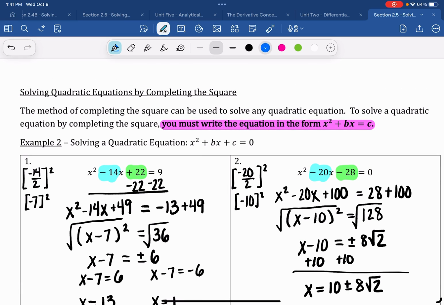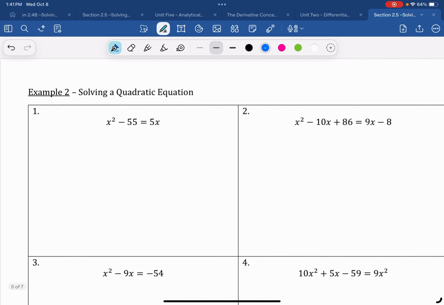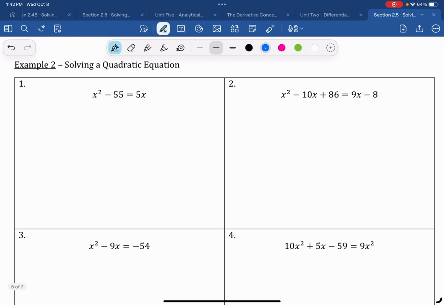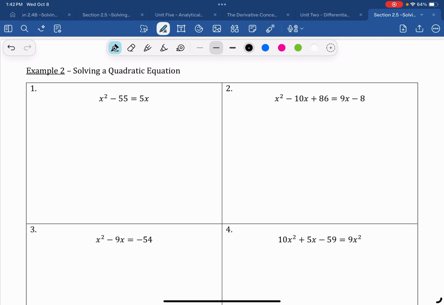Remember, to solve quadratic equations by completing the square, we have to be in this form of x squared plus bx equals c, and then we're going to build our perfect square trinomial. So we're up to these examples. I'll work on some. You guys can watch these videos in order to hear the process.